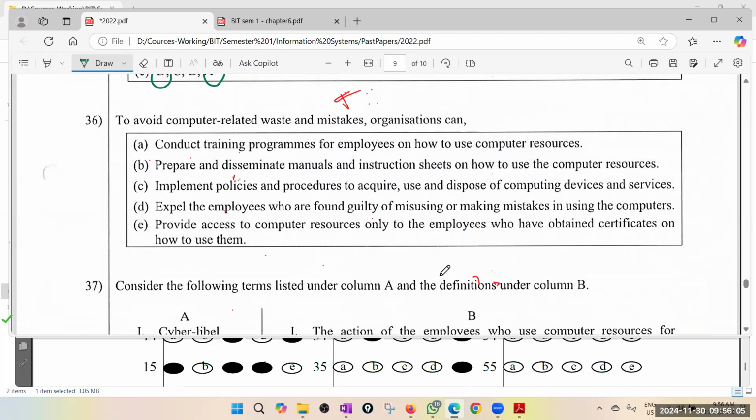36. To avoid computer related waste and mistakes. Waste and mistakes. Computer related waste means you waste computing time. Mistakes means because of the lack of understanding, lack of seriousness, people make mistakes. It's costly. Conduct training programs for employees on how to use computer resources. Maybe yes, that will reduce at least the mistakes. Of course, waste is more an attitude issue of the employees. Employees are not doing their work, rather they are doing their own work. Of course, you need to hire only professionals, not cheap people. Prepare and disseminate manuals and instruction sheets on how to use computer resources. Yes, right, better. Then there will be fewer mistakes and less waste also.